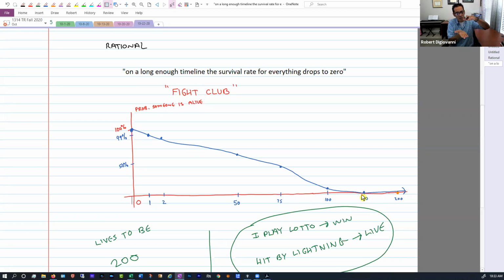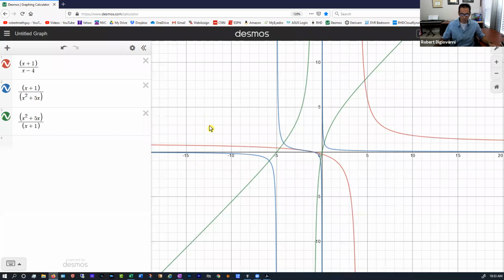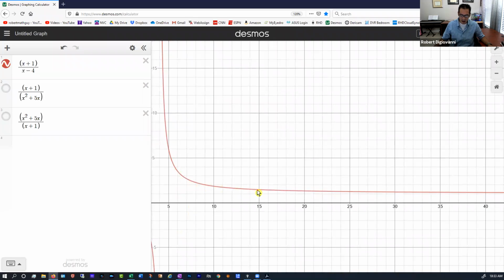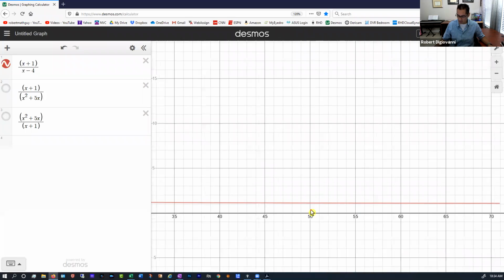It's just going to get closer and closer and never, ever touch. And if you go back and you look at this graph, this red one here, you'll notice that that's exactly what's happening. The graph is dropping down. Notice that it's getting closer to the x-axis.